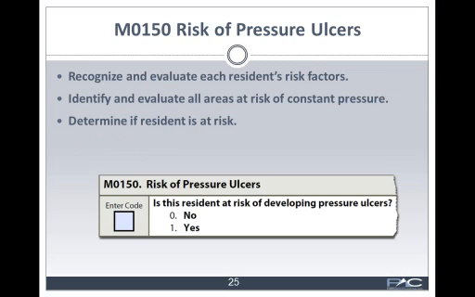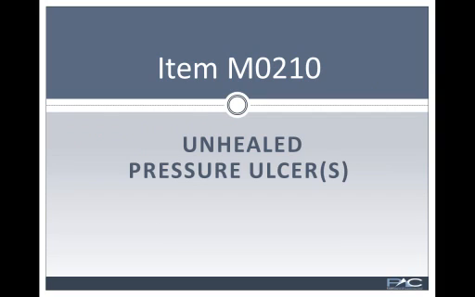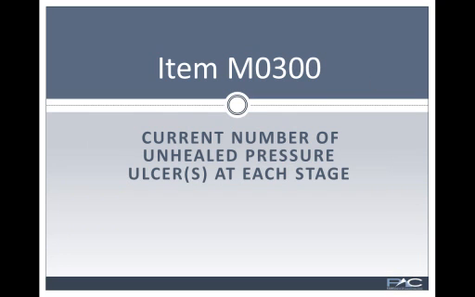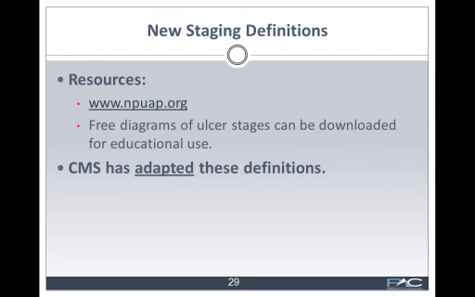So this simply on M150 of the MDS is just looking at pressure ulcer risk, and is it a yes or a no? Okay, so unhealed pressure ulcers in M210, and that's just simply on the MDS. They want you to identify, does the resident have one or more unhealed pressure ulcers at stage 1 or higher? Then we have the current number, and that's where we dig into, I guess, the meat and potatoes of Section M, is when we're looking at M300, and we've got to actually start listing out what we've got for ulcers there.